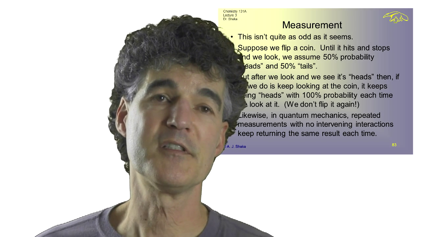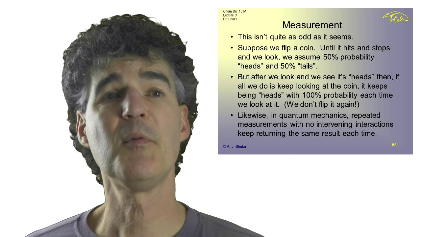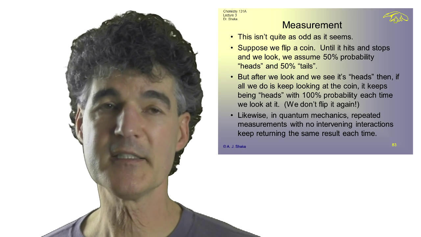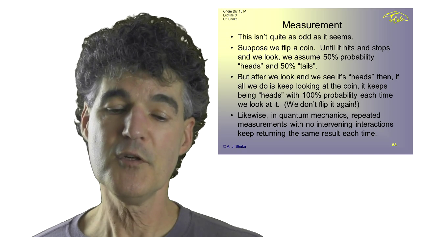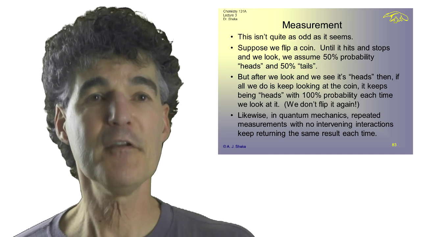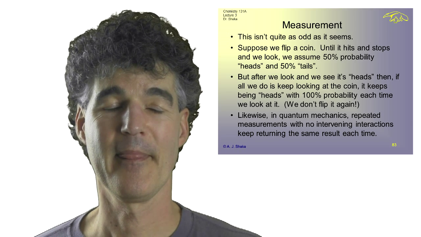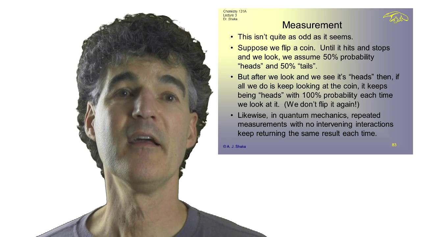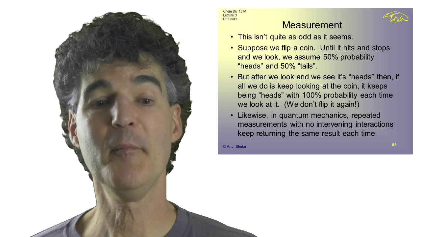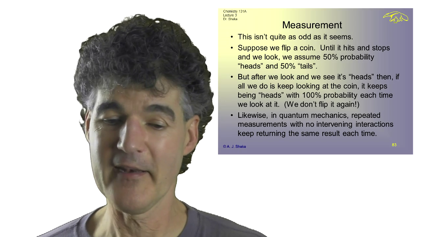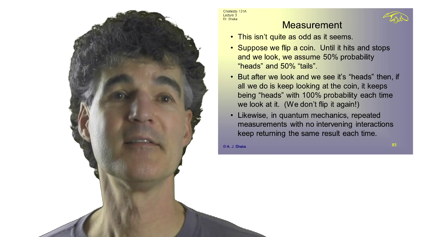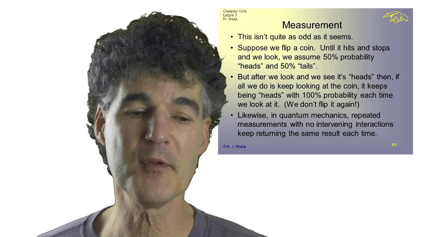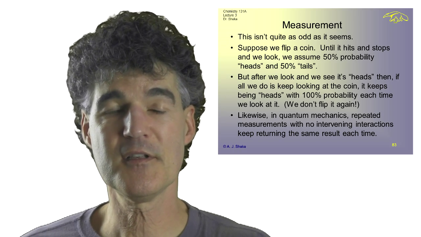Or we could say, for example, suppose we flip a coin. Until it hits and stops spinning and lies down, we assume it's 50% probability heads and 50% probability tails. But once it lands and we look at it, then we see it's heads. Then if we don't do anything, we don't flip it again, it just sits there, it's heads. It's heads again, and so forth, and it's heads as many times as we want to keep looking at it. And that's what this theory of measurement is saying.